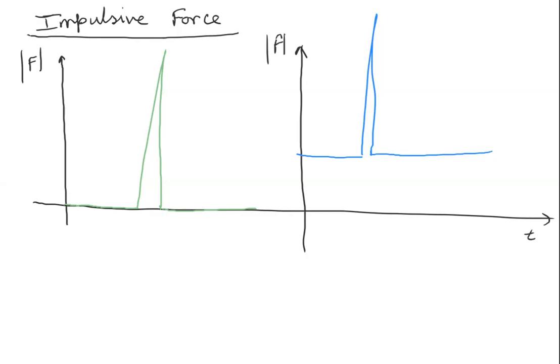So if this delta t is small and this F max is large, then we are dealing with impulsive forces.